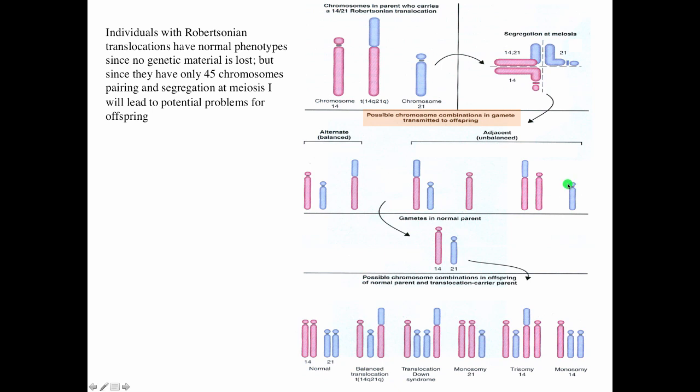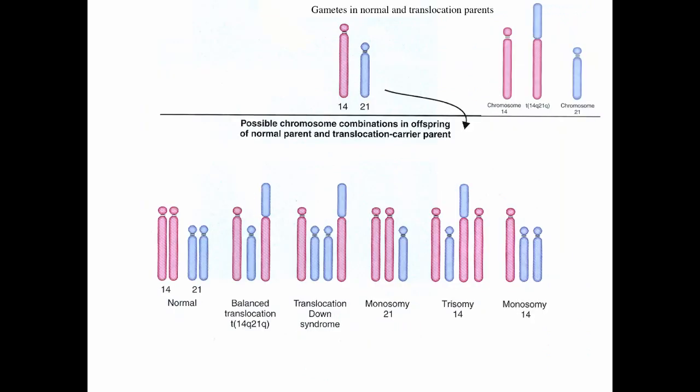So you look at those gametes being fertilized with gametes from a normal parent, and you can see the types of combinations that you'll get. Possible combinations of gametes in the offspring of normal parents and a translocated carrier parent. And I'm going to bring this to the next slide just to make it a little bit easier to see. So here would be the gametes in a normal and translocated parents with the possible combination of offspring.